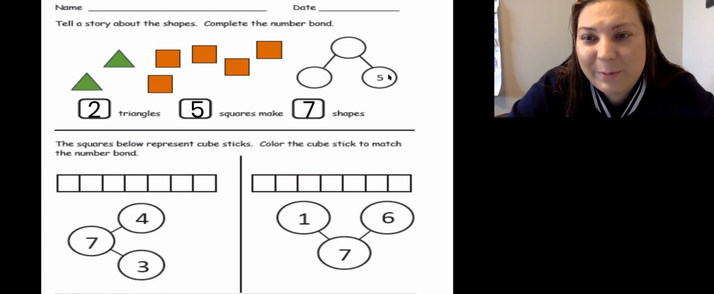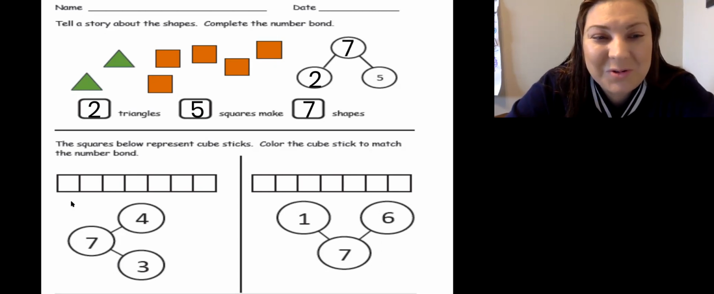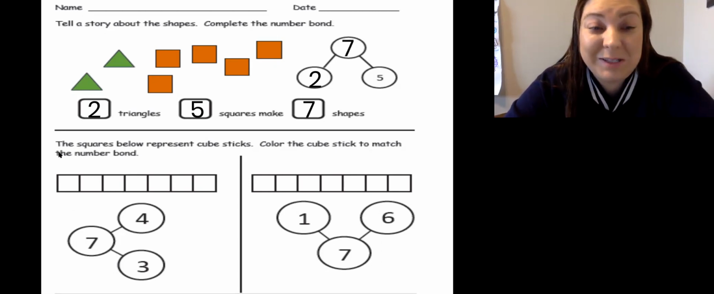Let's fill in our number bond. We already have a 5, so what goes here? A 2. Great job, Navi. Okay, what number is our whole? 7. Great job, scholars. All right, let's read the directions below.